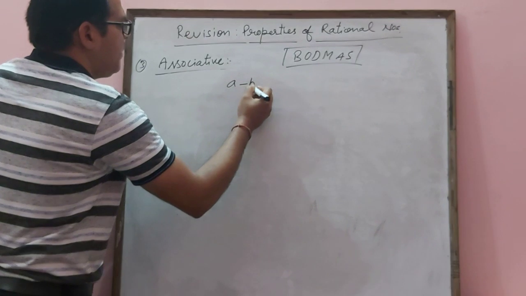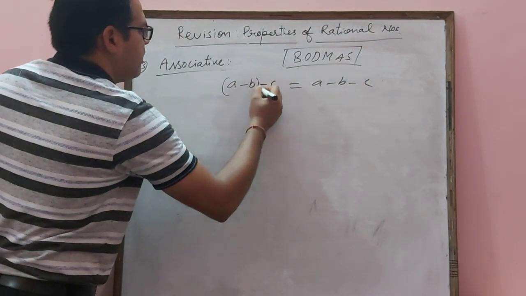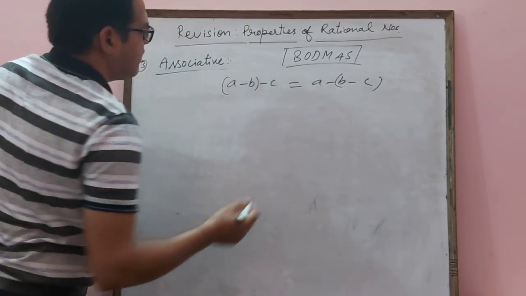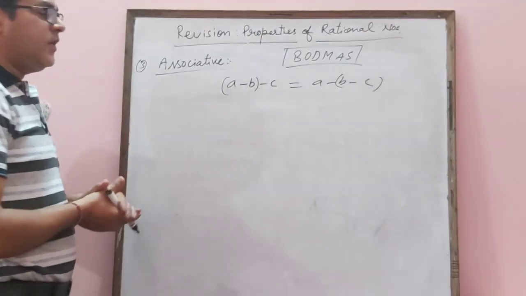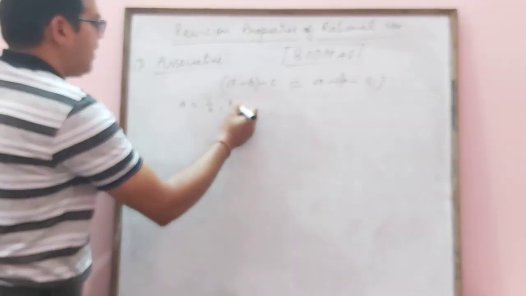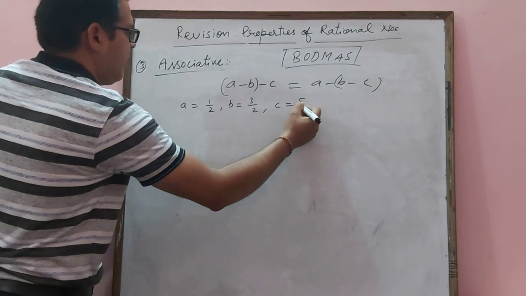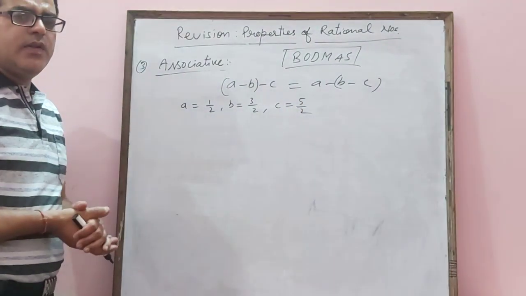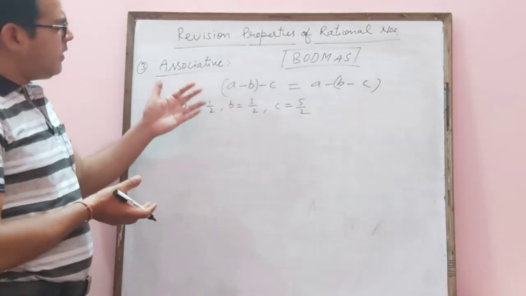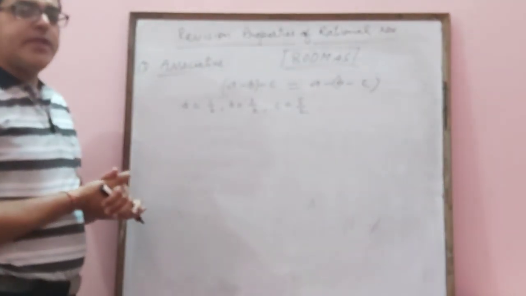A minus B minus C equals to A minus B minus C. Can we do like this? This is not possible. Let's check it. A I am taking here 1 by 2, B I am taking here 3 by 2 and C I am taking here 5 by 2. Right? Deliberately I am taking these like fractions to make our calculation easy.